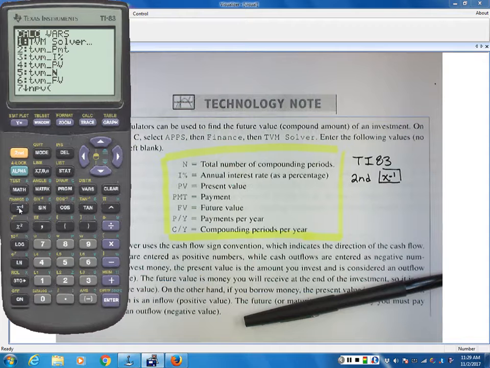So, does anybody have an 84? You can't find it because the 84 is different, and it depends on which 84 you've got. If you've got one of the earliest ones, it's located in one place. If you've got one of the newer ones but not the C, then it's in a different place. So look and make sure that you can find the TVM solver on your calculator. Is anybody not finding it?